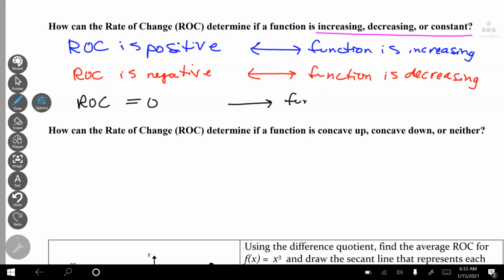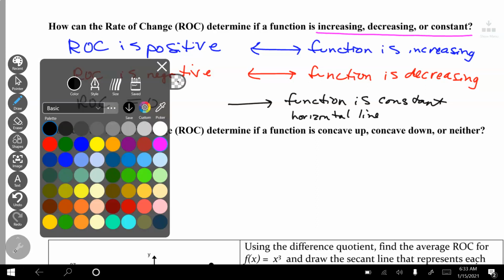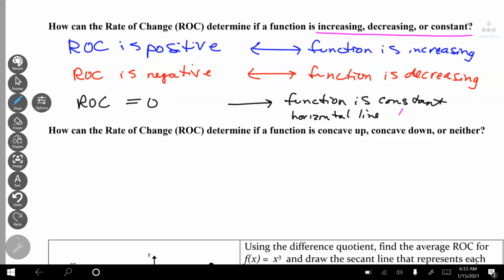That means my function is constant, or what we call a horizontal line, or we're going to learn today, sometimes you're going to talk about things that could be a local min or maximum.